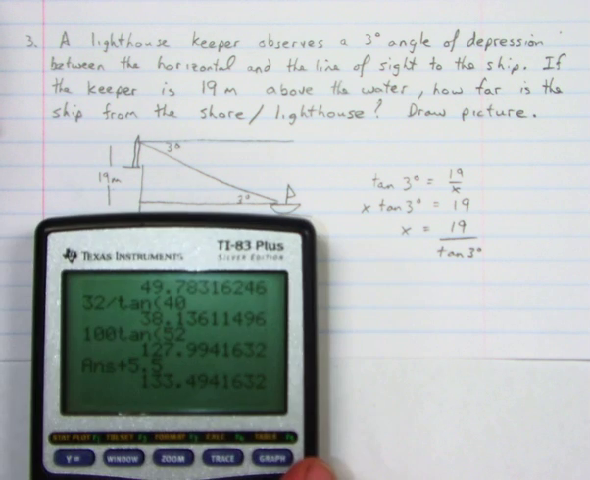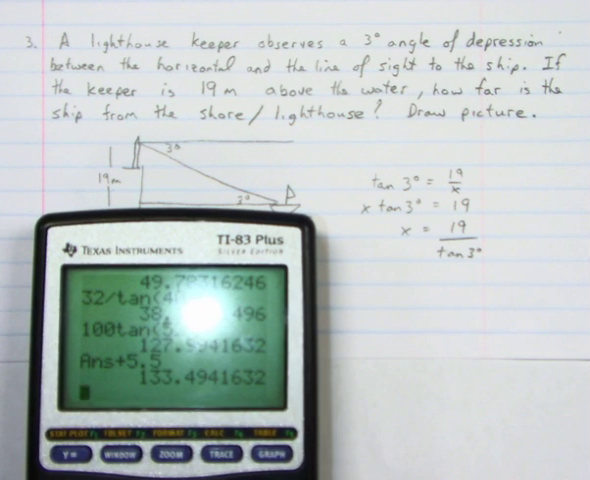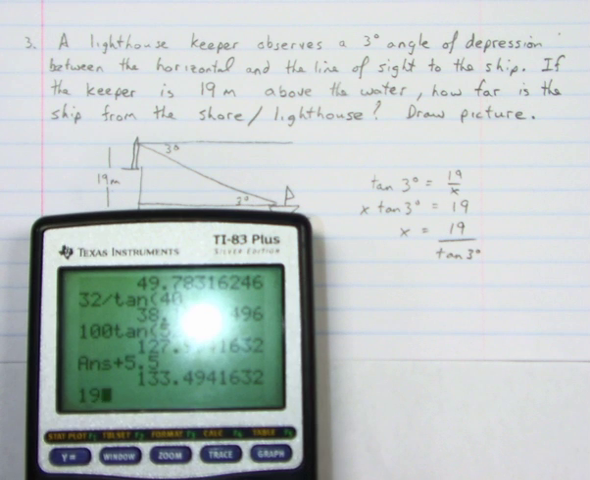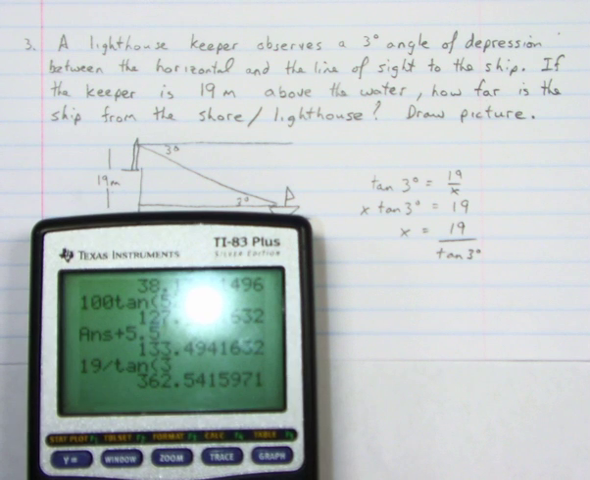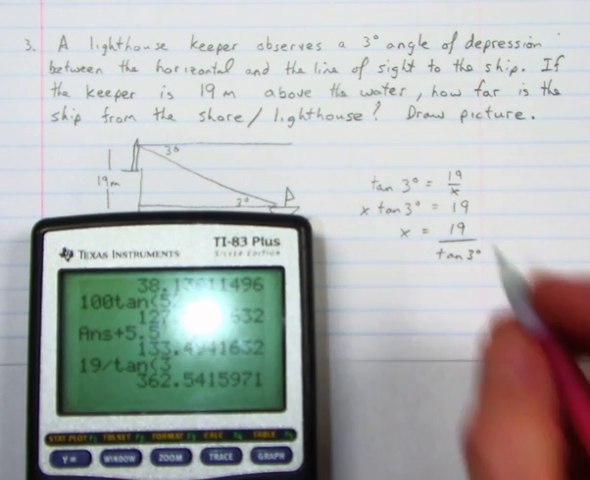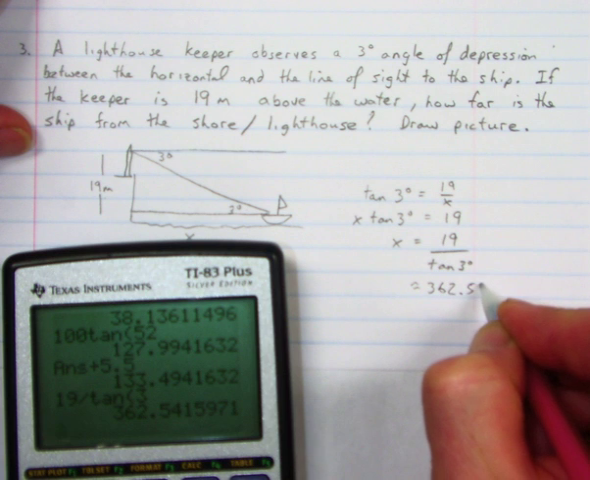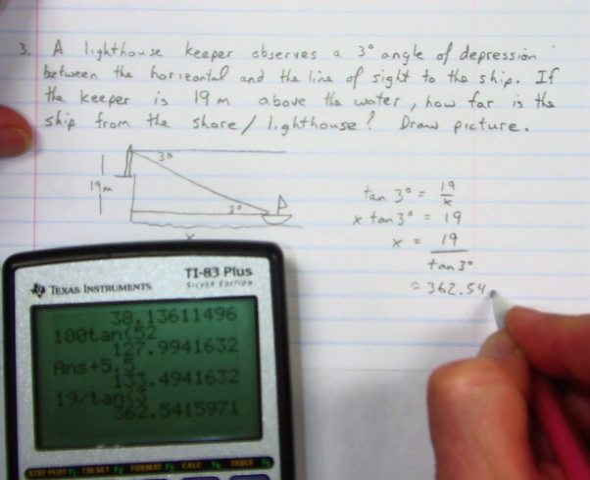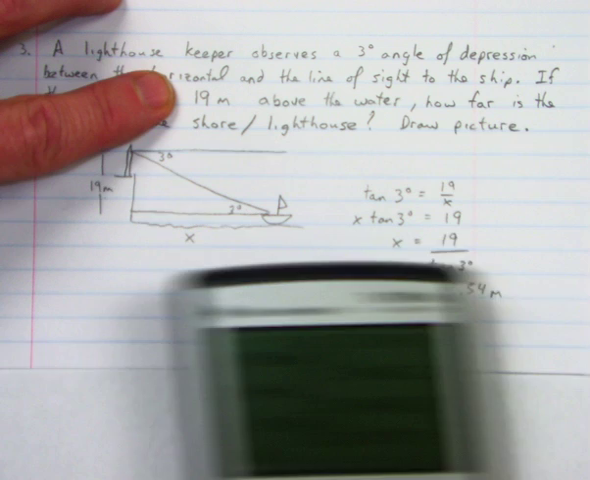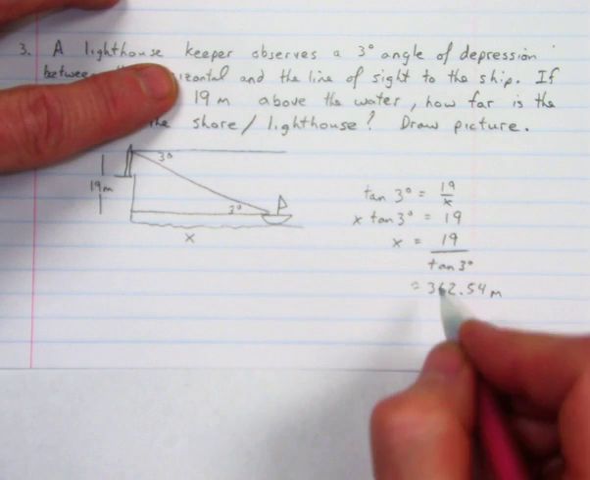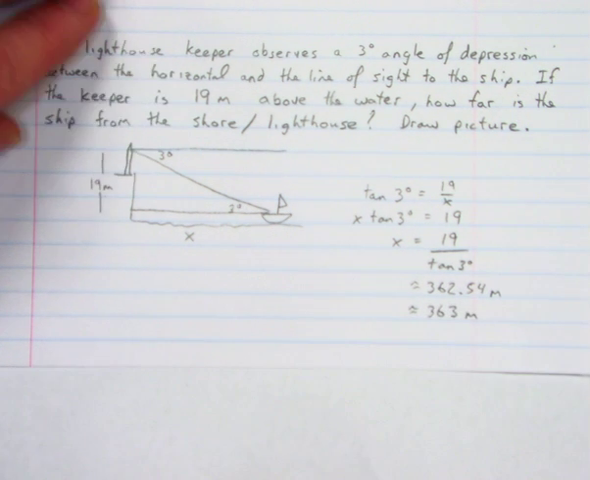Let's type that in on our calculator. Let's see if I can tilt it up so you can see that a little bit better. So we have 19 divided by tangent of 3. That gives us 362.54. So x is approximately equal to 362.54, and this would be in meters. Now, 19 most likely is not an exact value. It's probably an approximate, so it'd be okay for a problem like this to say 363 meters.